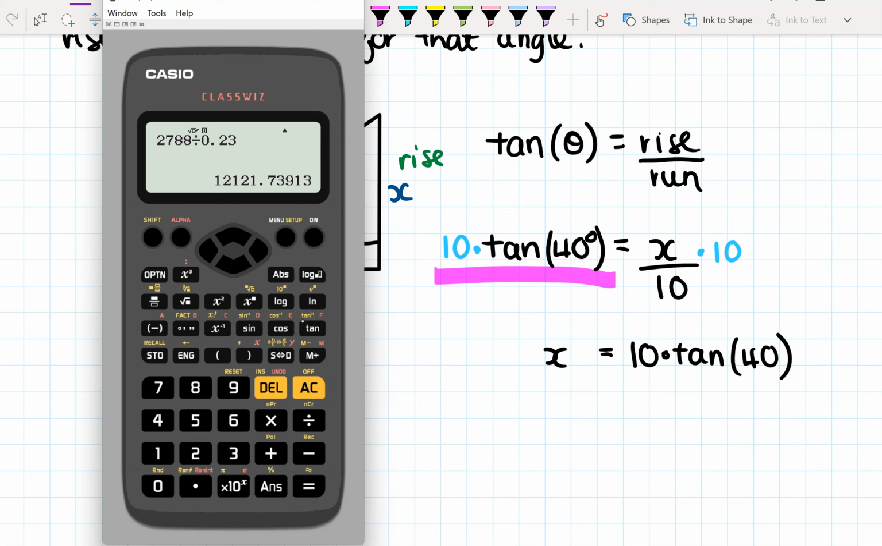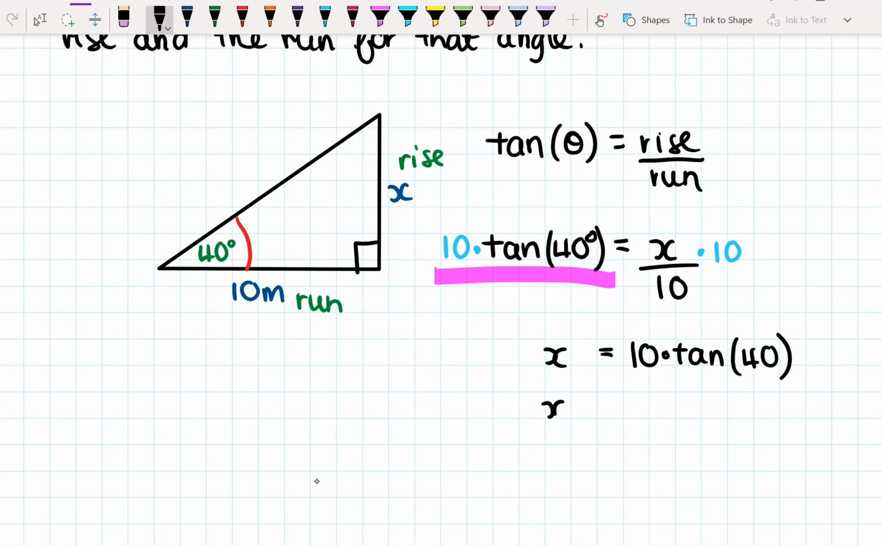So we're going to use this tan button. So x is equal to 10 times the tan of 40. And you should close the bracket as well. It's not 100% necessary, but it's a good habit to get into. So 10 times the tan of 40 will give us our rise. And that is 8.39. So x is approximately equal to 8.39. And we need to think of our units. In this case, it was meters, so 8.39 meters. So you have just calculated the rise.